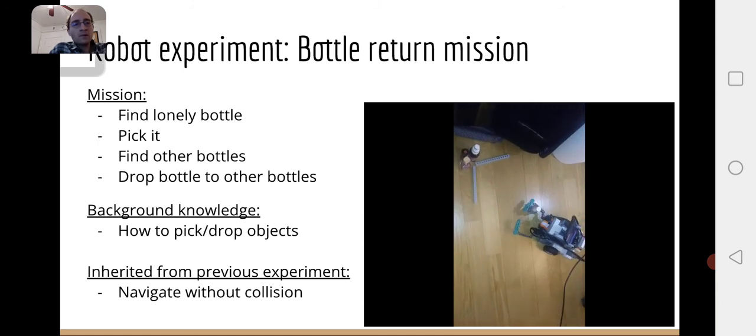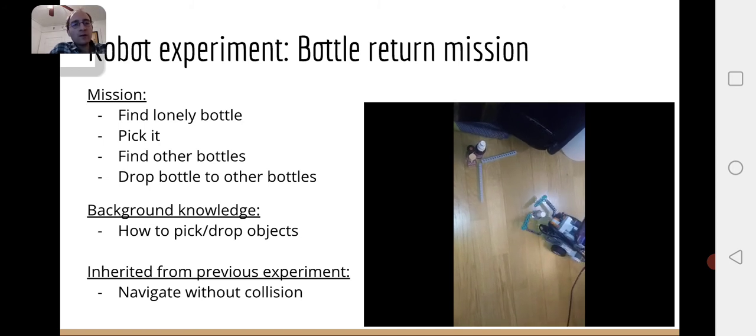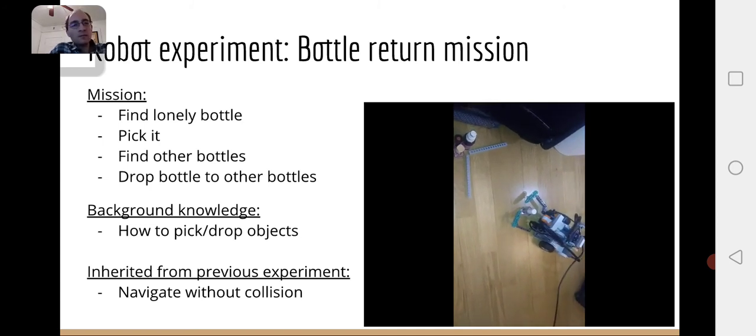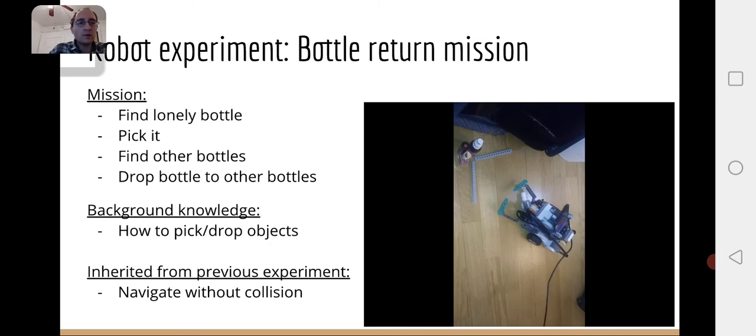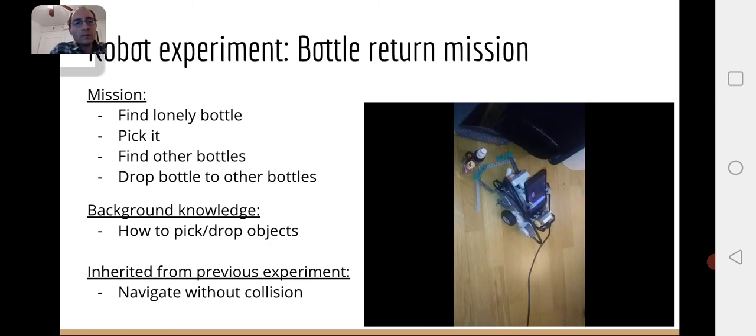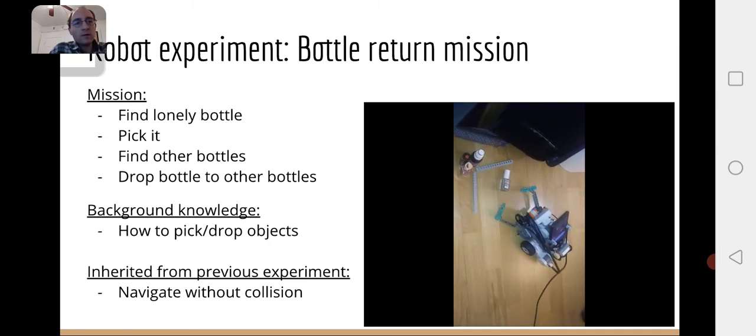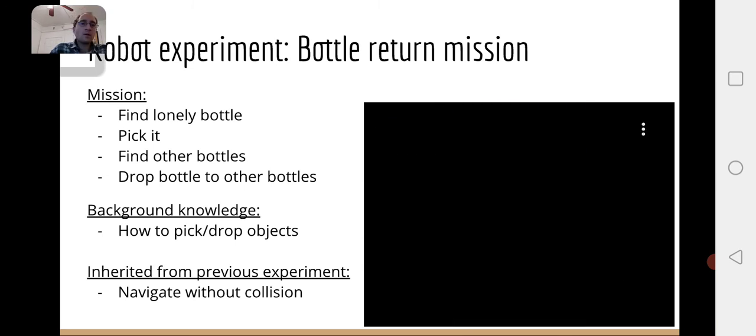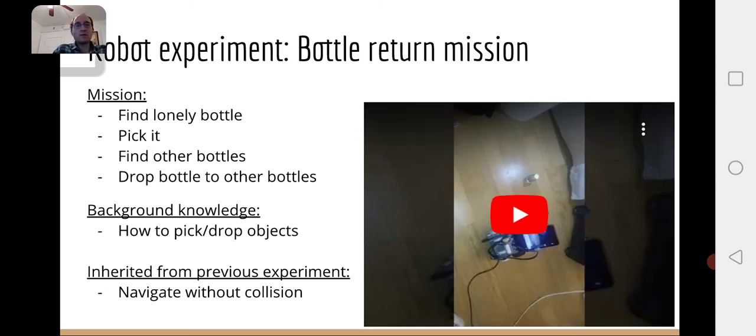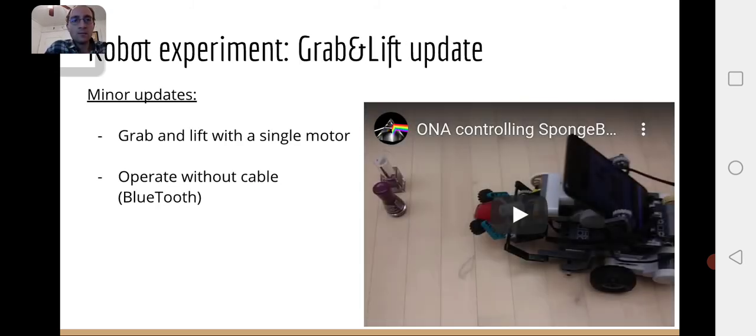So it's pretty much a combination of learned behaviors and some very simple mission knowledge to drop the bottle at the collection of bottles. This is a case where the system was not equipped at the beginning to complete the mission. A large part of the knowledge necessary to complete it was learned at runtime. But I will elaborate on this.